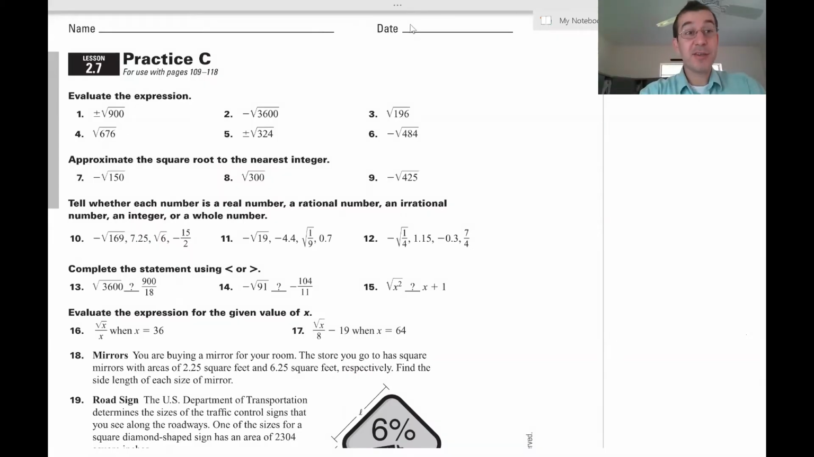We're looking at section 2.7, practice C today. Section 2.7 is about square roots. So let's start. Evaluate the expression.